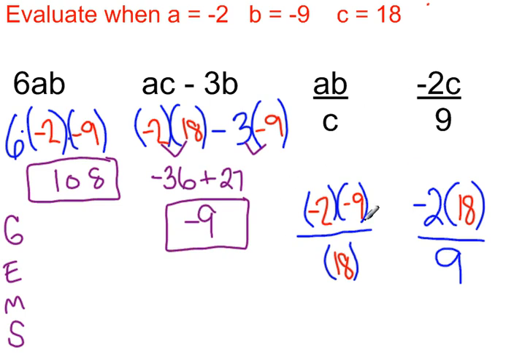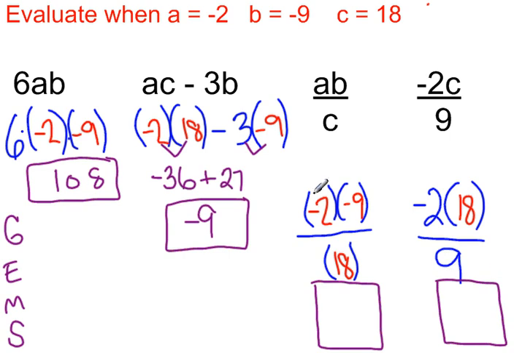On these 2 final problems, I'm going to say whether they are positive or negative, but I'd like you to finish them on your own. How many negatives are here? 1, 2. That means that will be positive. How many negatives are here? Just 1. That means that answer will be negative. You can complete those 2 answers in your notes.